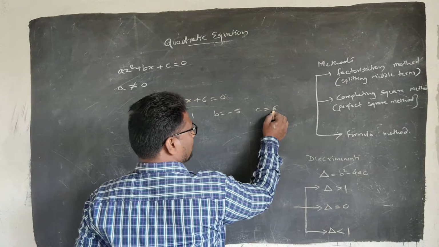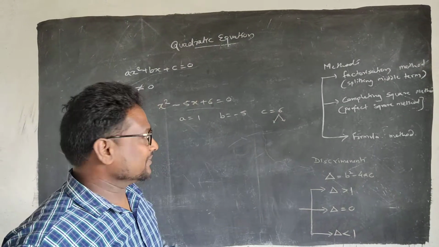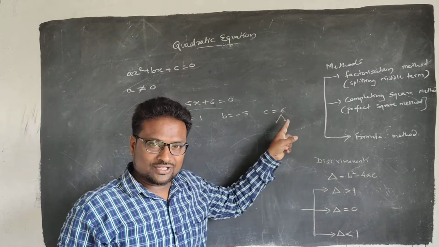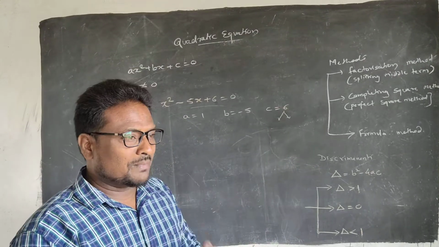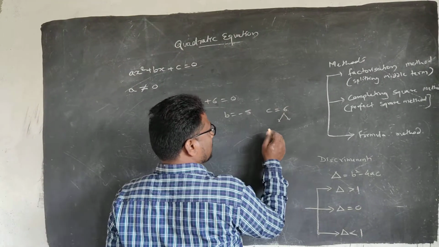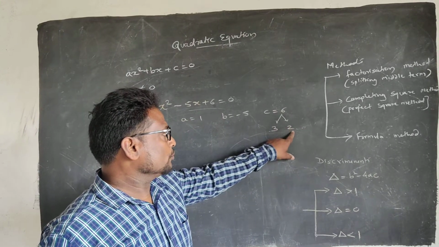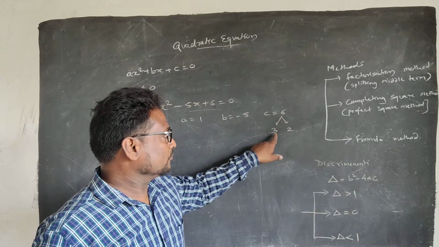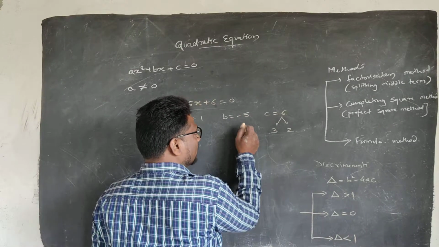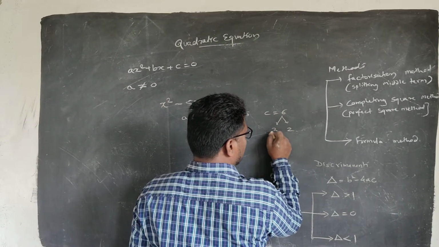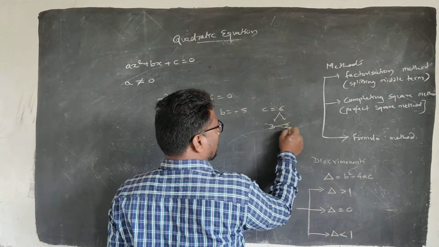There are various ways to split the value of c. Let's see: 6 × 1 is 6, 3 × 2 is 6, or 2 × 3 is 6. Let us see which matches correctly. Let us check the values 3 into 2. The value 3 into 2 gives you 6, and the sum 3 + 2 is 5, but it is not negative. If we need a negative, one of these two numbers must be negative. So I think this will not work over here.